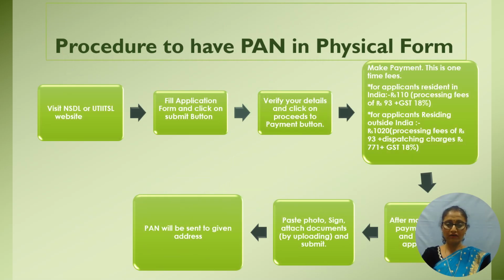So, the procedure to have PAN in physical form. First of all, you have to visit the site of NSDL or UTIITSL website, then fill the application form and click on the submit button. Verify your details and click on proceed to make the payment. For making payment, in case of a resident person, the total payment required is 110 rupees, and in case of an NRI, the total payment required is 1020 rupees.